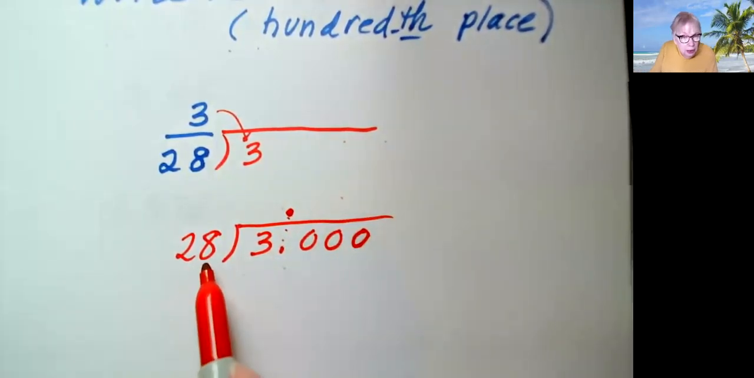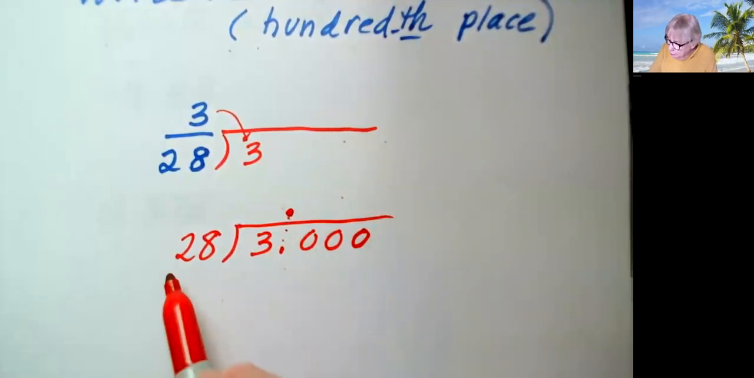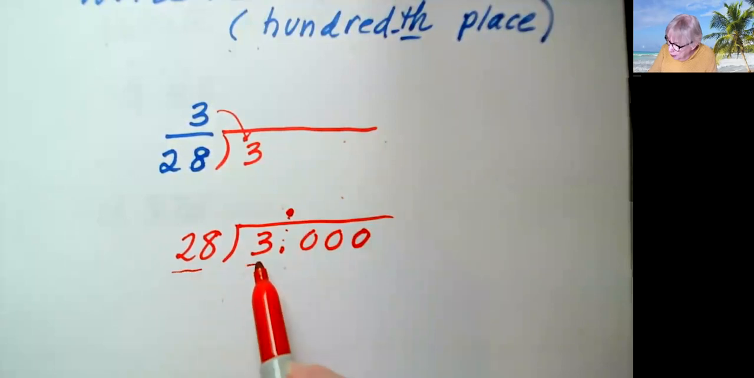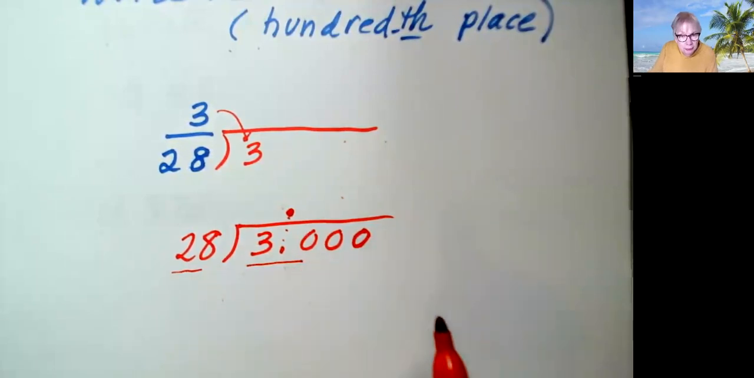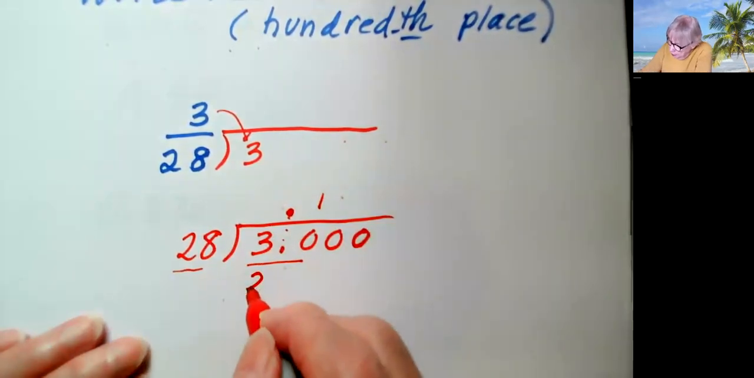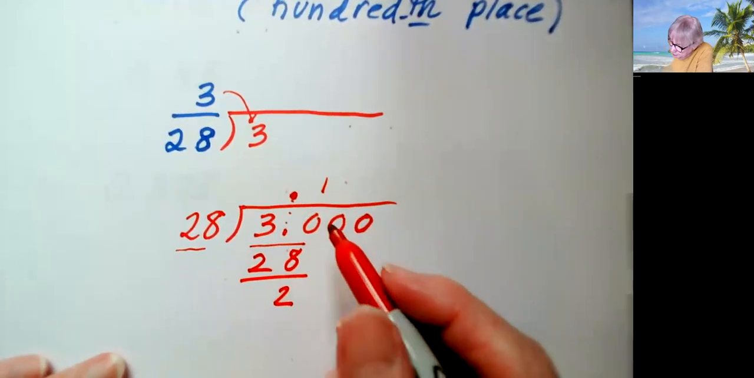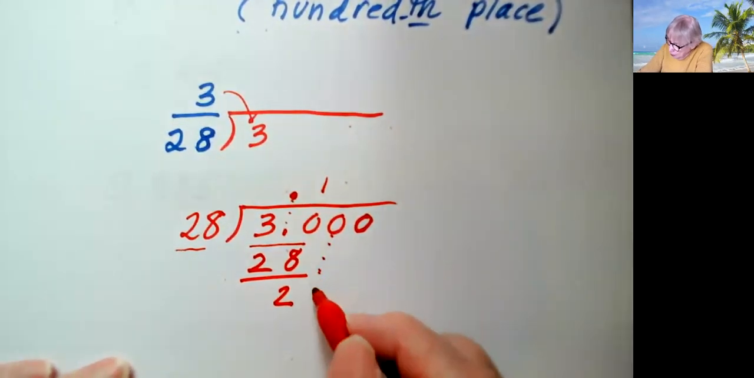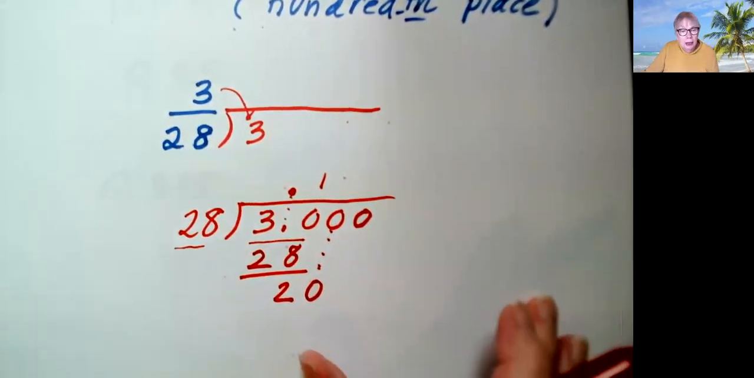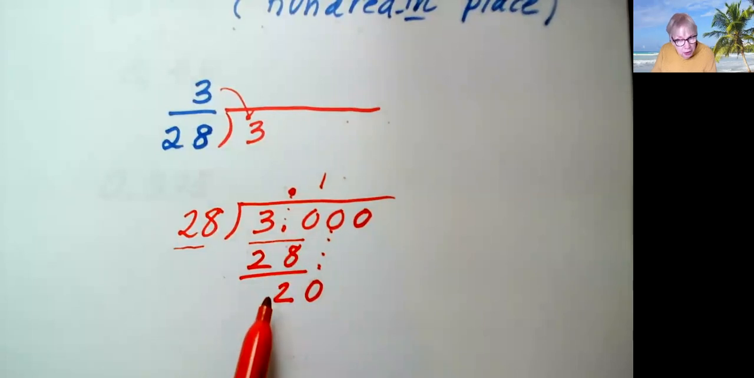This is a whole number, so that part's good. The decimal just comes straight up. And so the first thing I'm going to do is 28 into 30. That does go once. 1 times 28 is 28. Subtract. Oh, this is a good one. Bring down. This happens and people get all tangled because they don't know what to do. You subtracted, you had 2.